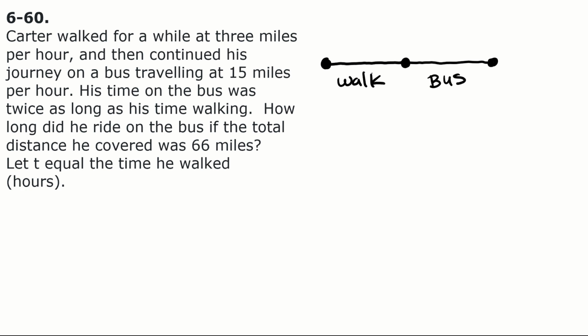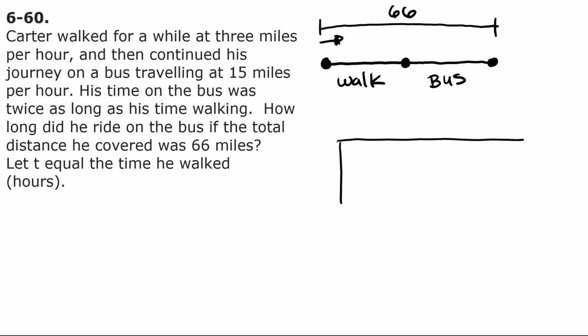Now I know something. I know that the total distance that he travels is going to be 66 miles. And he's going this direction. And I also know some different speeds here. So I think what I want to do now is create a table. Maybe this is helpful. Maybe my table's not helpful today. I don't know.